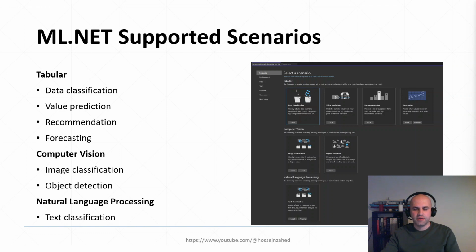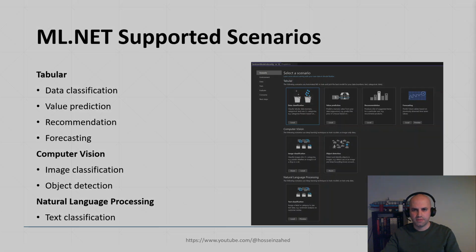ML.NET supports different types of scenarios in three major categories, including tabular, computer vision, and natural language processing.